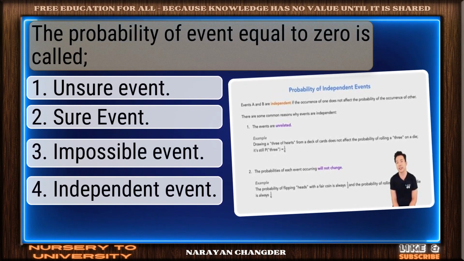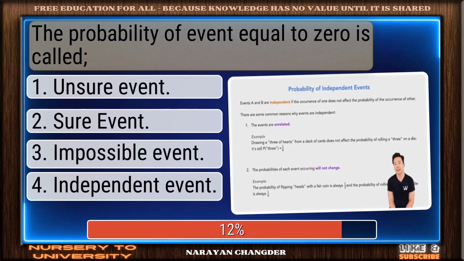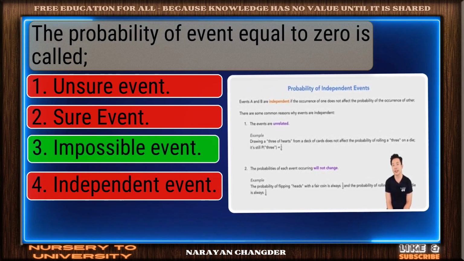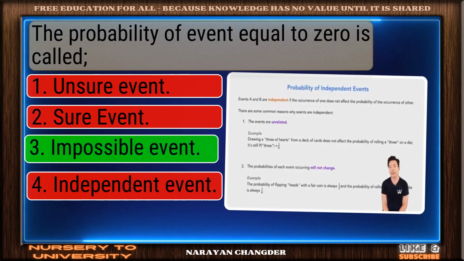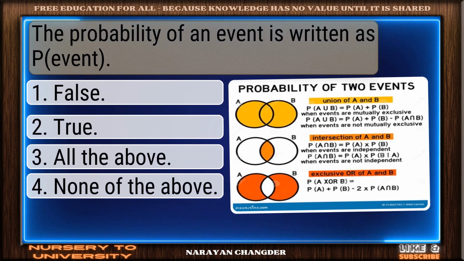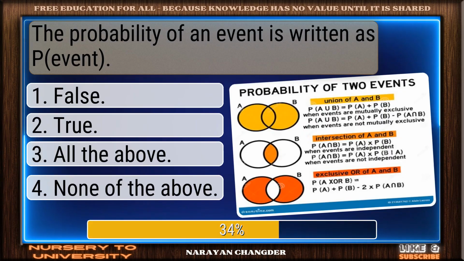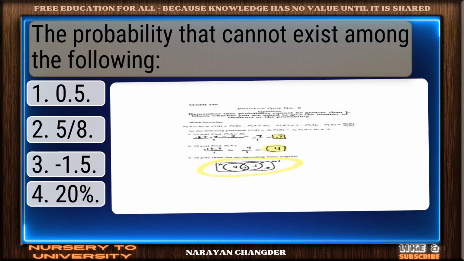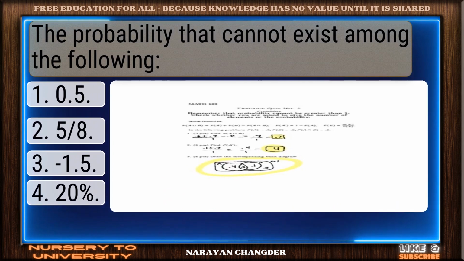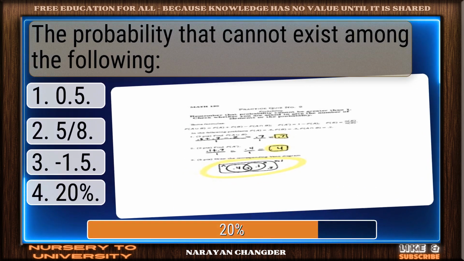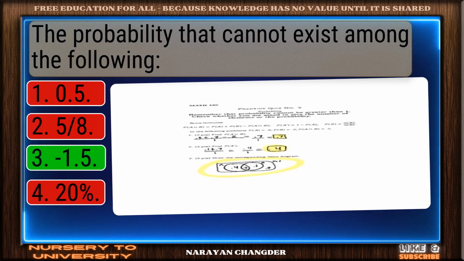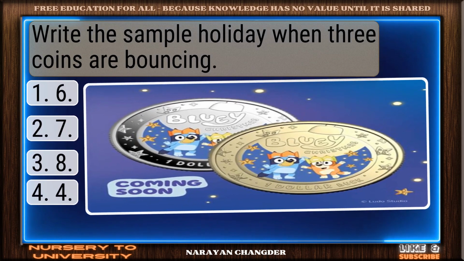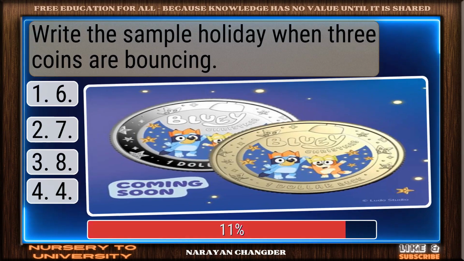The probability of event equal to 0 is called. Well done. Impossible event is right. The probability of an event is written as P. Valid point. True is true. The probability that cannot exist among the following. 1.5 fits perfectly. Write the sample space when 3 coins are tossed.